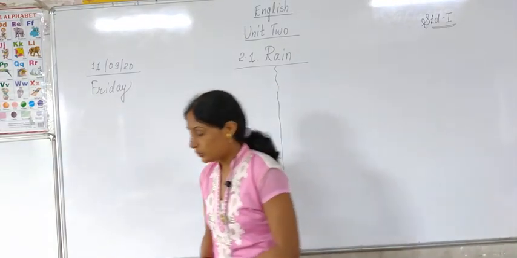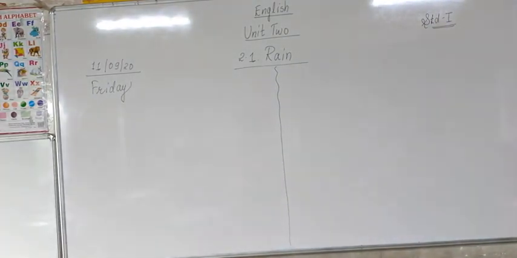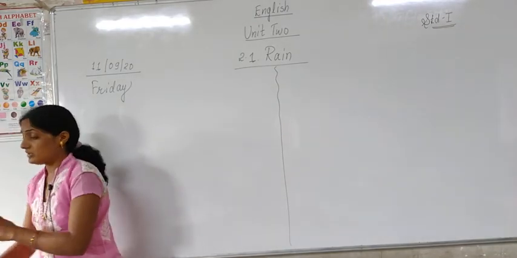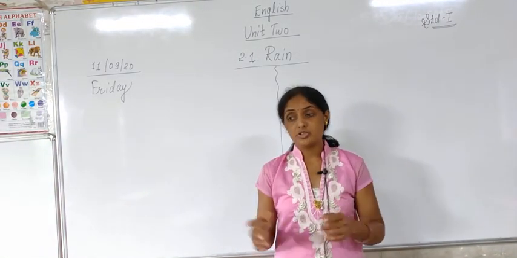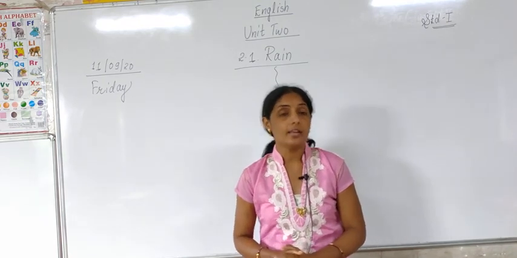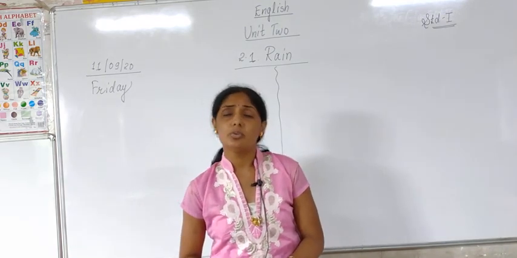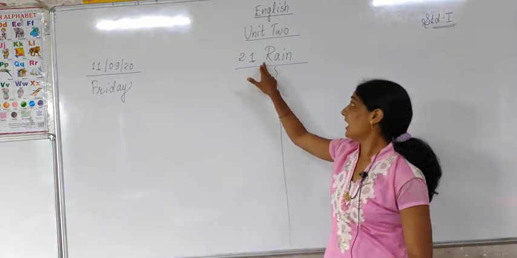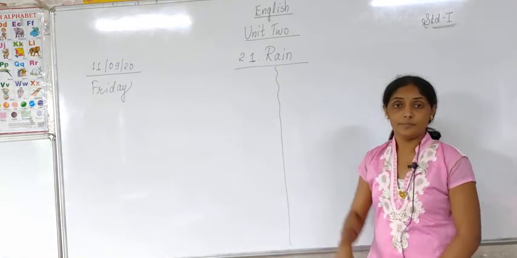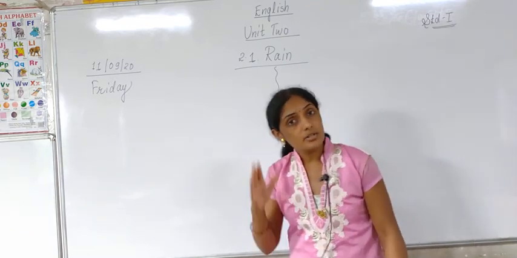Today we are going to start with unit 2, and the first poem of unit 2 is Rain, R-A-I-N, rain. You know the meaning of rain. What is the meaning of rain? Can you see this word? R-A-I-N, rain. Correct? Have you heard this word any time?